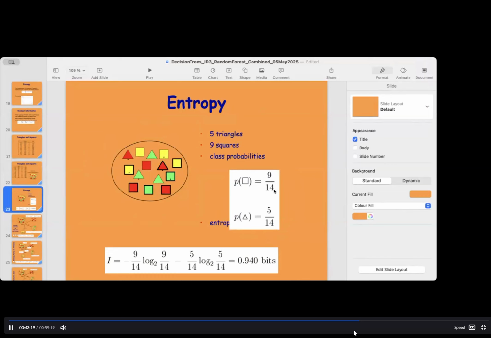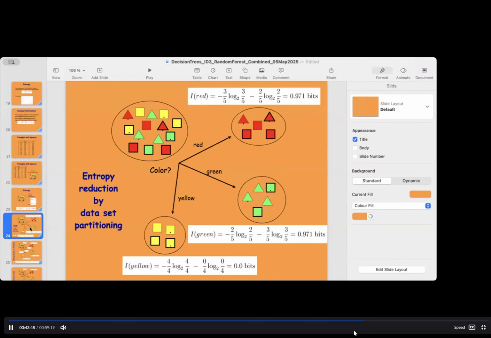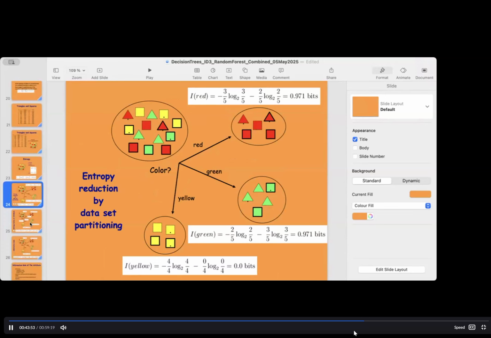We got 14 objects. 9 of them are squares and 5 are triangles. So the probability of having a square will be 9 over 14, and the probability of having a triangle will be 5 over 14. The information is computed using this logarithm base 2 formula: 0.94 bits.